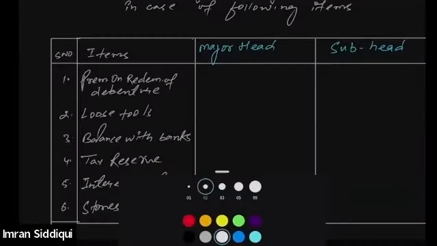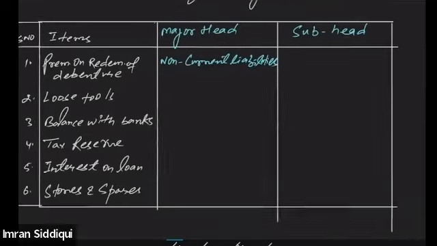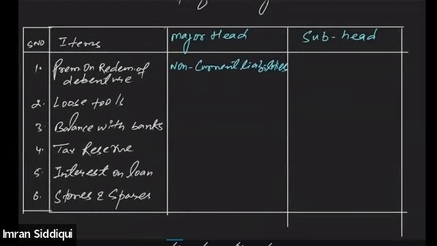Yes, sir. Now we can write down that premium on redemption of debenture will fall under the head of non-current liability, and the subhead of this will be other long-term liability.